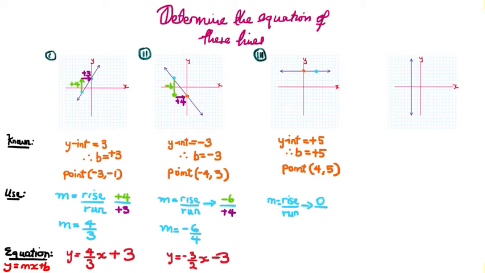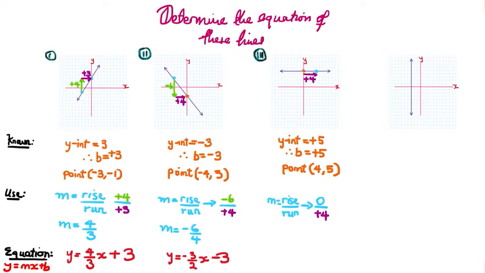However, there is a run because, of course, you're running horizontally. So going from one point to another, you're going positive 4, which means to the right. So our run is positive 4. And once you have that established, in this case, m is equal to 0.